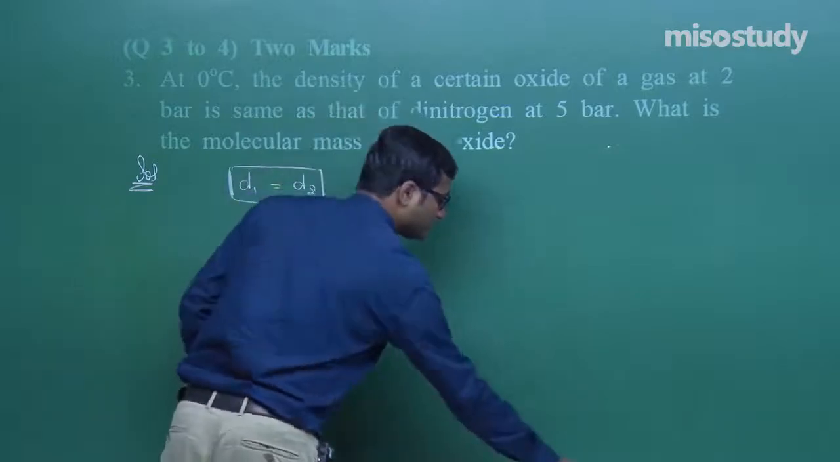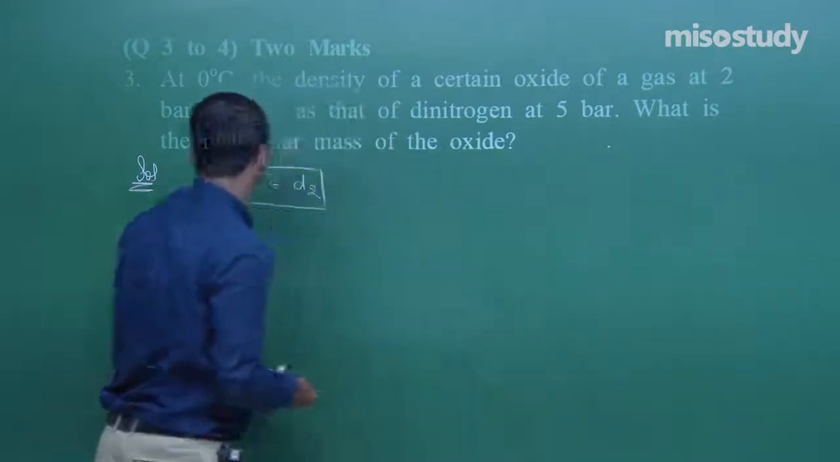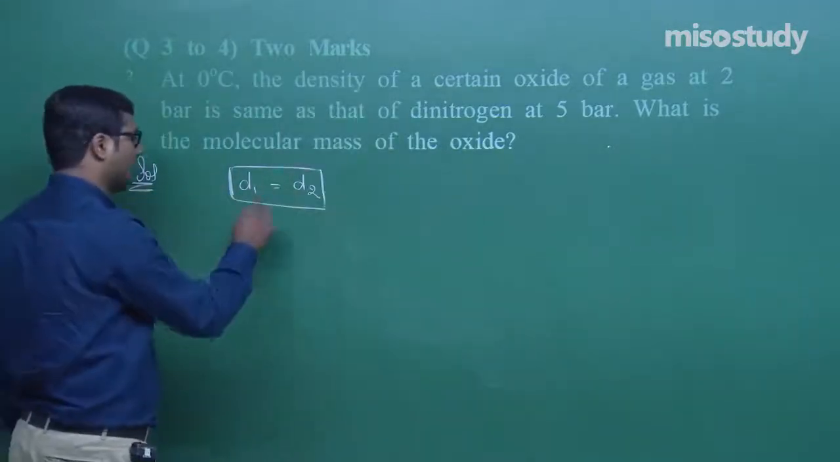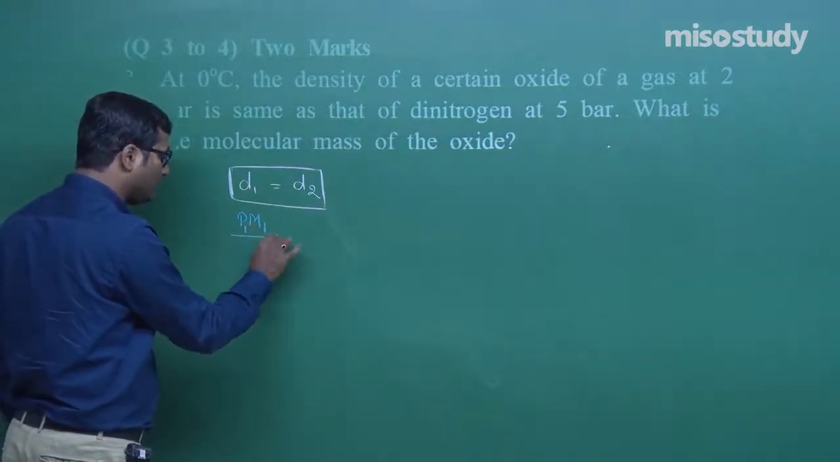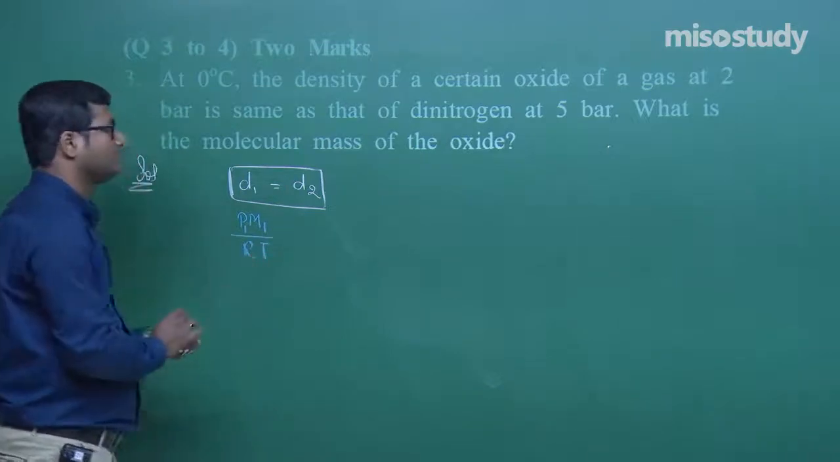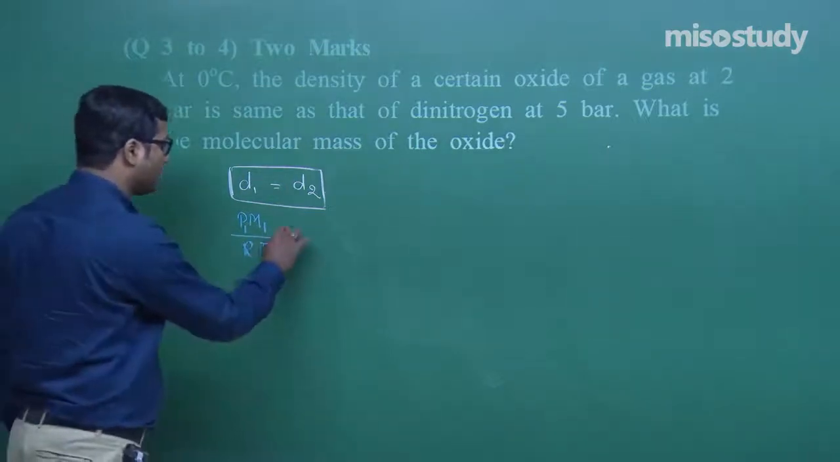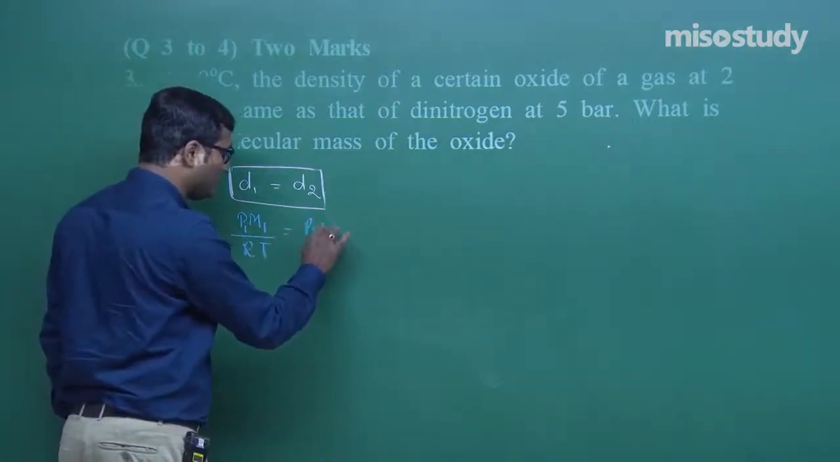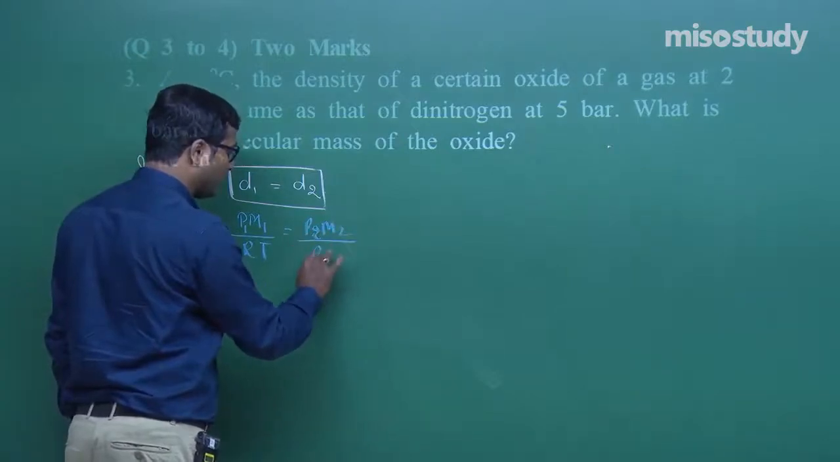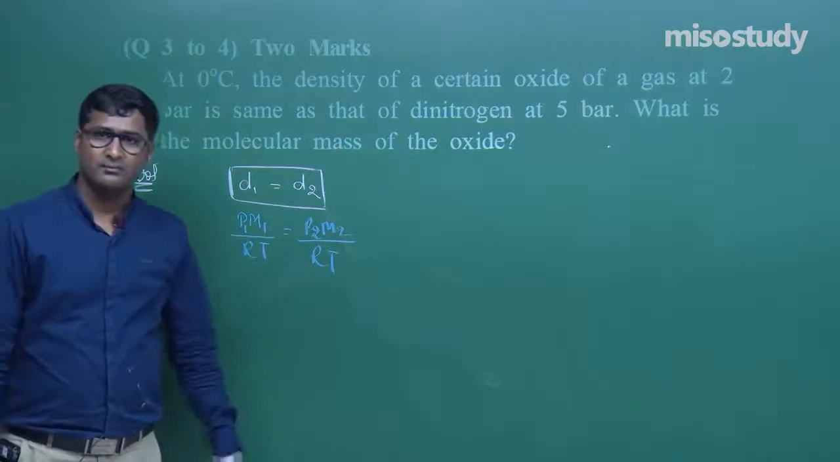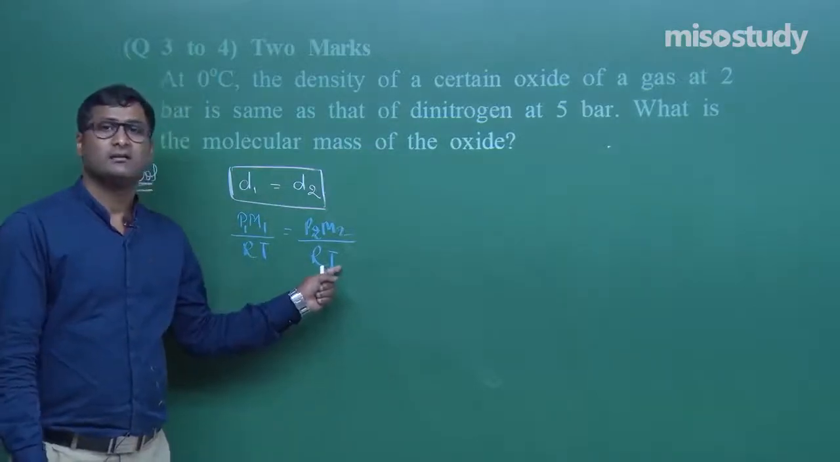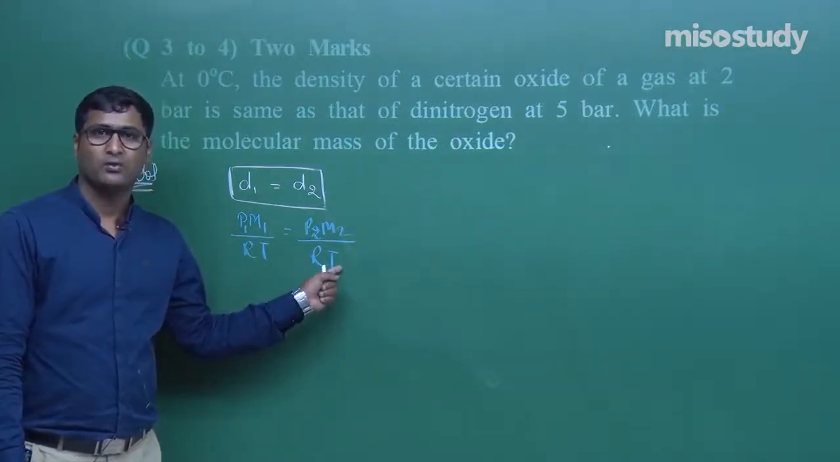That is rho 1. Rho 1 here, we can write as P1 M1 upon RT. Now what is it for dinitrogen? That is P2 M2 upon again RT. Clear, my friend? Temperature remains the same, not 0 degrees, my friend, that is Kelvin, 273.15 Kelvin.